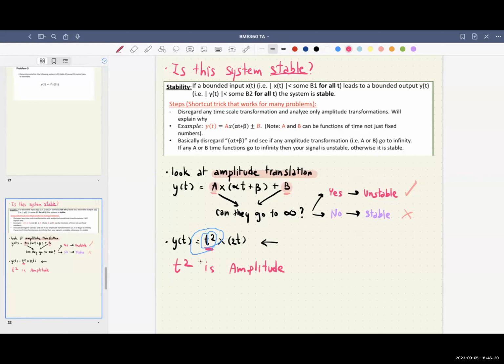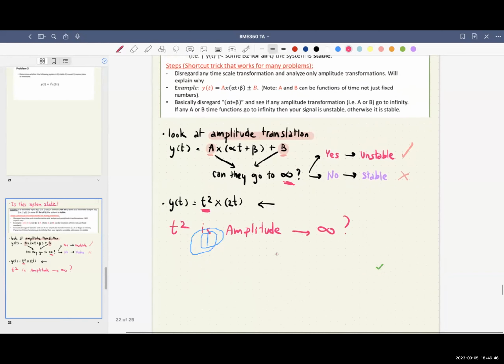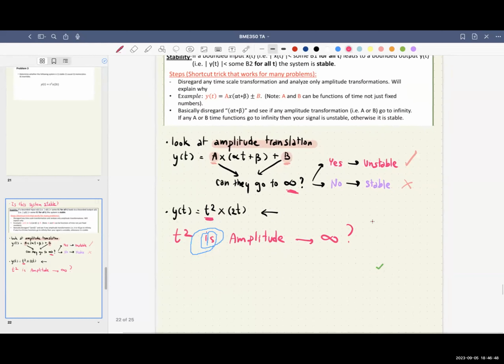Can t squared go to infinity? We don't know what t is, right? That means there's a possibility that t can be infinity. Therefore, yes, right, Jade, because t can go to infinity, the system is unbounded. And by being unbounded, the system is unstable. Therefore, this system is unstable.